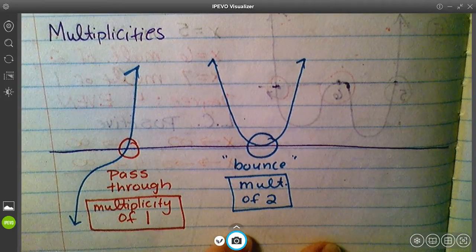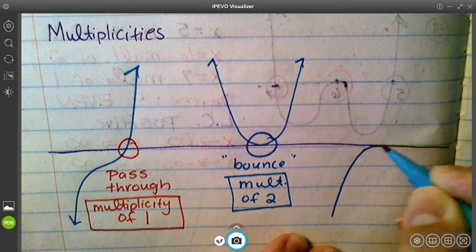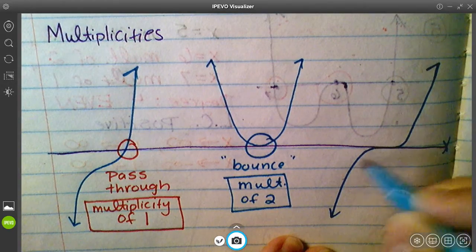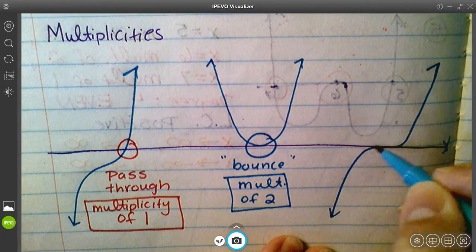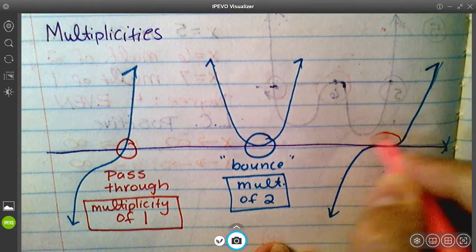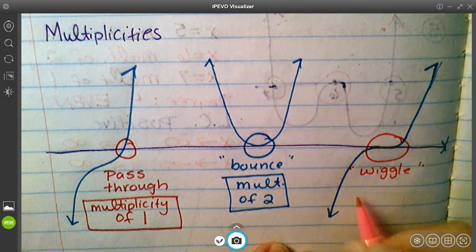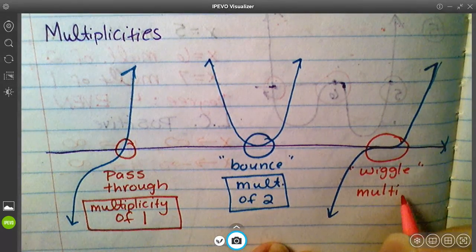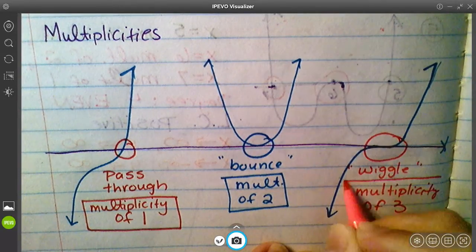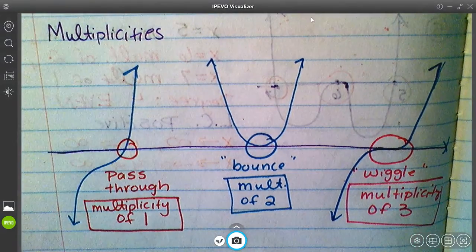We have the third possibility, which will look a little something like this. Kind of wiggles on the x-axis. So it goes up or it goes downward, and it kind of wiggles at the x-intercept and then keeps on going in the direction that it was going. So this I call a wiggle when I'm talking about it. And it is a multiplicity of 3. Okay, so when you see this, you know you have a multiplicity of 2. This is a multiplicity of 3.